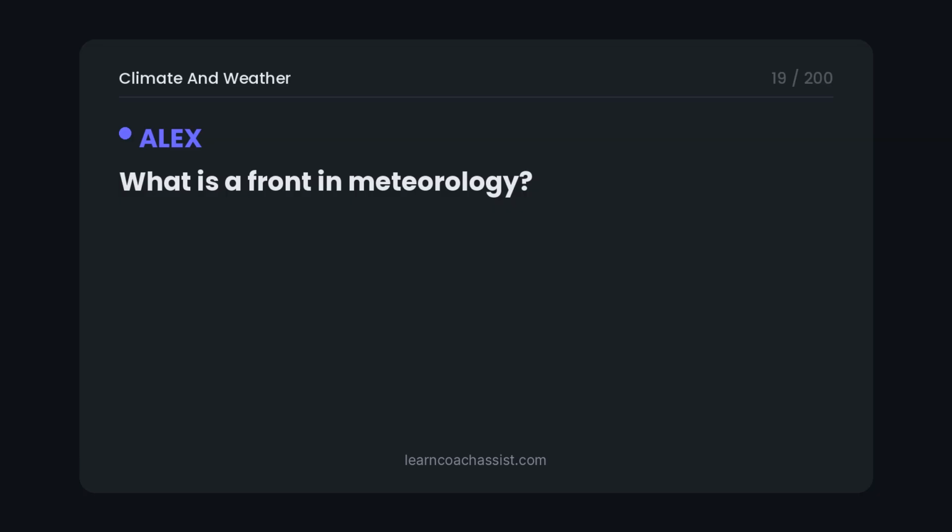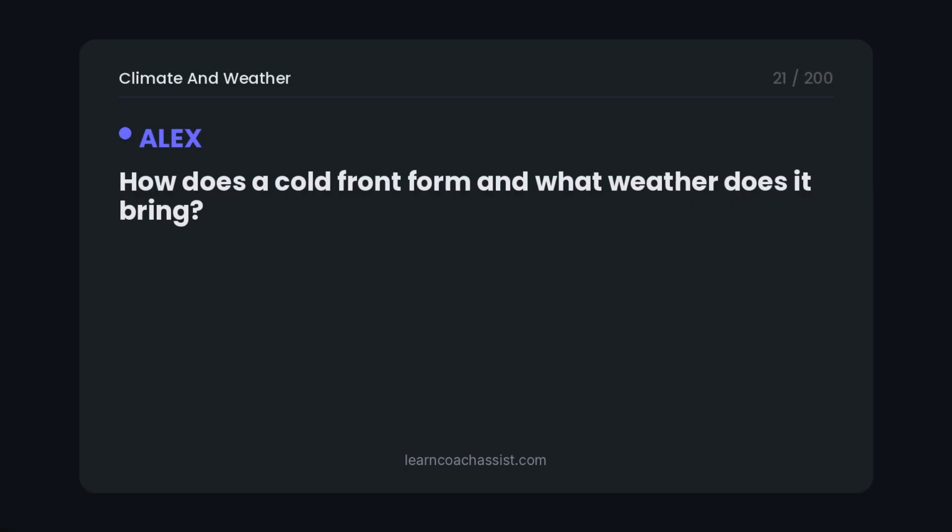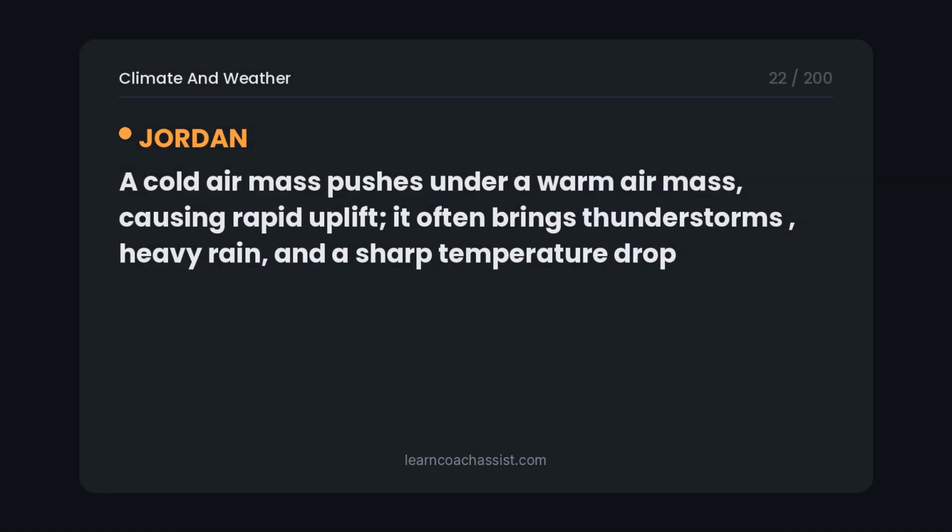What is a front in meteorology? A boundary between 2 air masses of different temperature and humidity, e.g., cold front, warm front, stationary front. How does a cold front form and what weather does it bring? A cold air mass pushes under a warm air mass, causing rapid uplift. It often brings thunderstorms, heavy rain, and a sharp temperature drop.